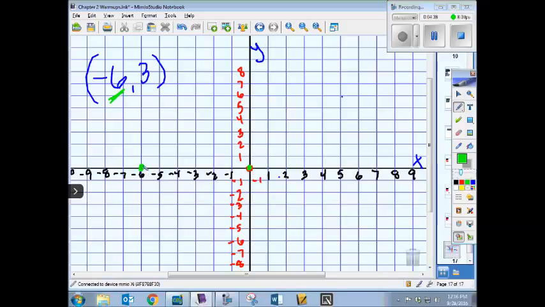So that would be -6 right there, right? Now, that's not the point, but that's where you go to. Then, what am I going to hit once I get to that elevator? What number am I going to hit? Yes, 3. We're going to hit 3. Right there is my point. So I went left to -6, up to 3.